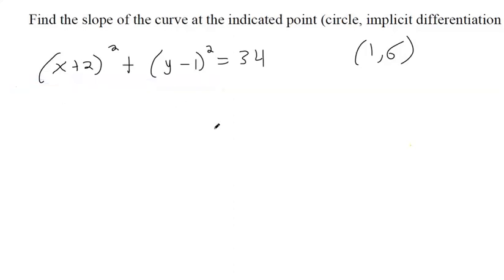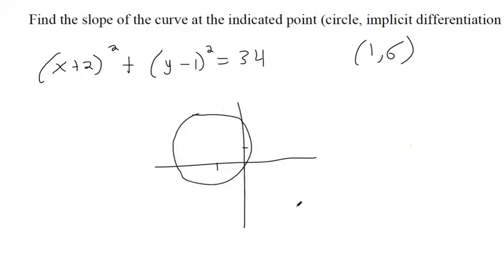So this equation, believe it or not, it makes a circle. Oh, that's negative 2 on the x, 1 on the y. So it's roughly a circle, something like this. Okay, and so we're asked for the slope at (1, 6), so maybe that's somewhere over here. So if my graph of my circle is correct, then it should have a negative slope. So we're trying to find this instantaneous slope at (1, 6).